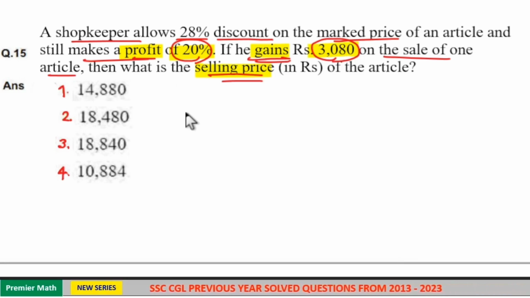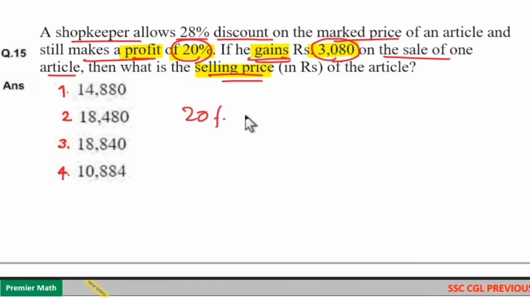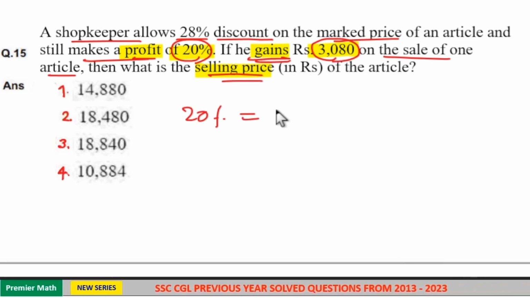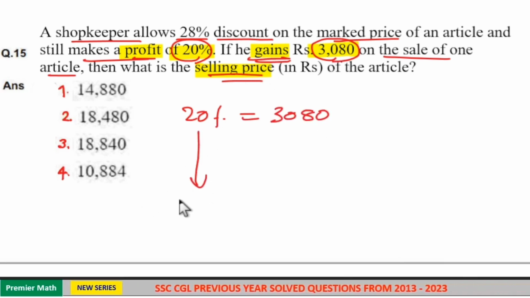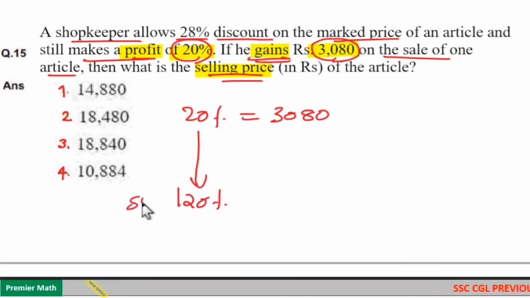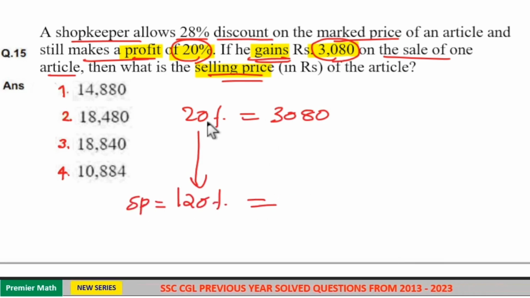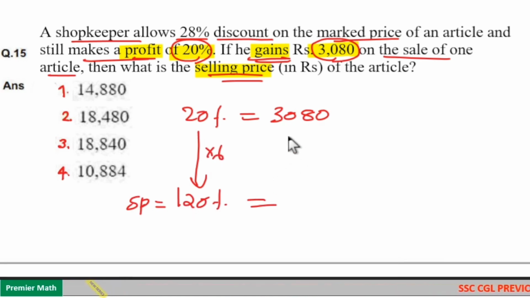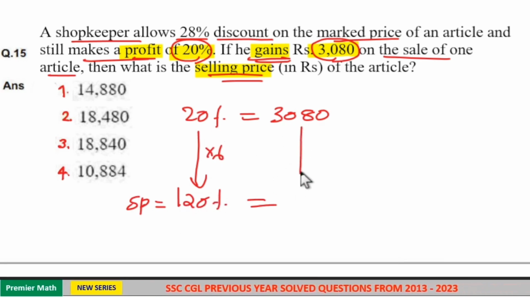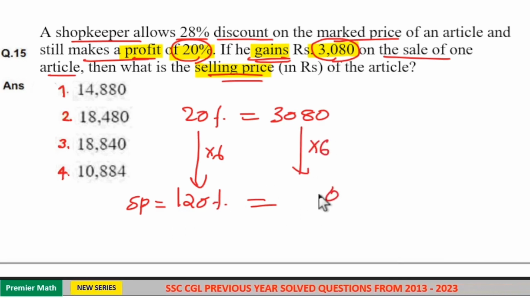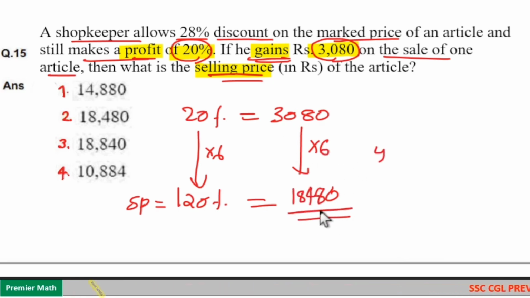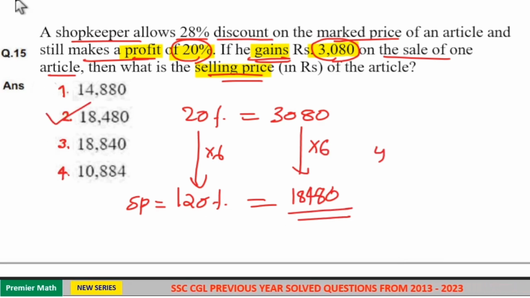So that is simple. That is 20% is the profit, which is same as gain, which is given as 3080. Then we need selling price. If 20% is a profit, 120% is the selling price. So 20 into 6 is 120%. So 3080 into 6 is the selling price, which is equal to 6 into 8, 48, remaining 4, 6 into 3, 18. So 18,480, option 2 is your answer.